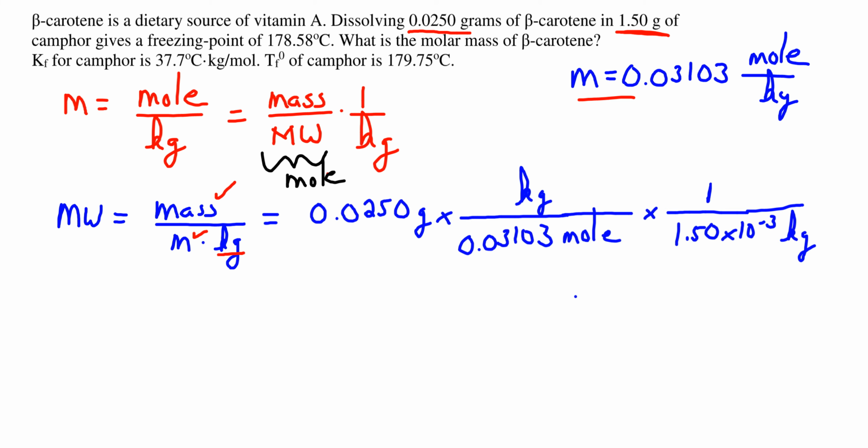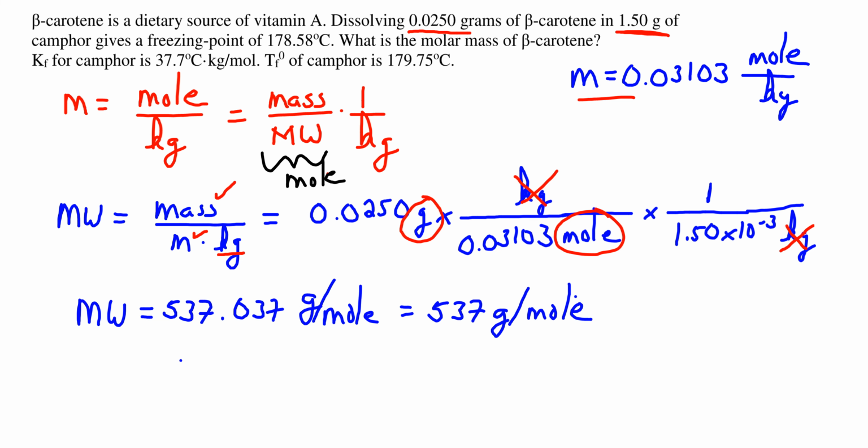Alright, we have our solution set up here. Let's see what happens with the units. Our kilograms here cancel, so the units that survive are grams per mole, which are the appropriate units for a formula weight. So let's just chunk this out. Okay, and we're done. Our experimental molecular weight for beta-carotene is 537 grams per mole.